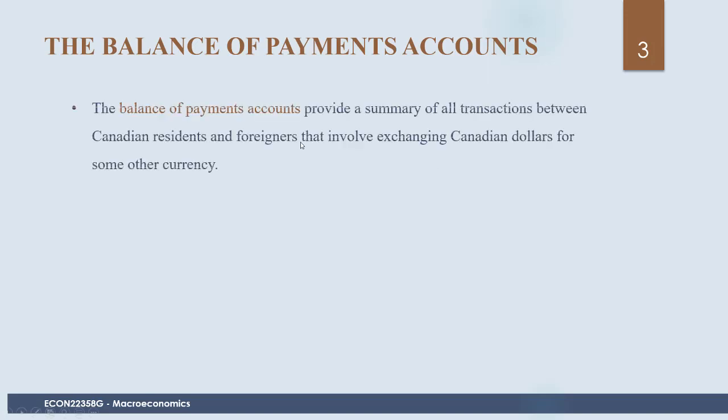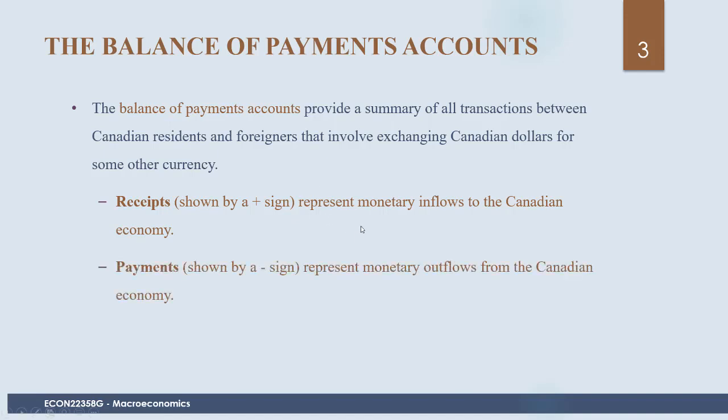So the first thing we're going to talk about in this chapter is called the balance of payments accounts. So the balance of payments accounts essentially provides a summary of all of the transactions between Canadian residents and foreigners that involve exchanging Canadian dollars for some other currency. So in a nutshell, it's keeping track of all of the transactions Canada has with the rest of the world. Now, a receipt is shown by a positive sign, and that represents a monetary inflow into the Canadian economy. That would be something like exports. Payments, on the other hand, show a negative sign and represent monetary outflows from the Canadian economy.